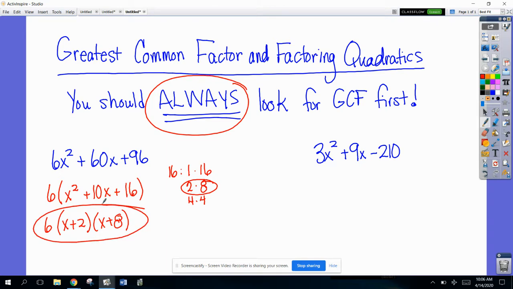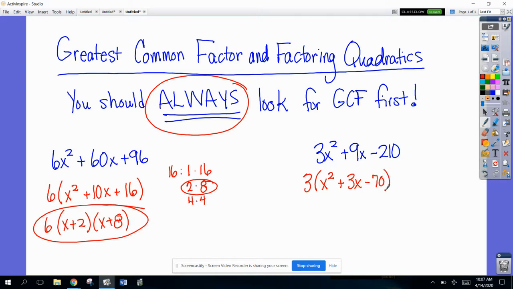If we look at the next guy, again, no letters in common, but I've got 3, 9, and 210, and whether you know it or not, here's what I would do. 3 and 9 definitely divide by 3. I would get a calculator out and I would say, hey, does 210 divide by 3? And you would find the answer is yes. So I'm going to take a 3 out, and that would give me x squared, 9 divided by 3 is 3x, and 210 divided by 3 is 70.